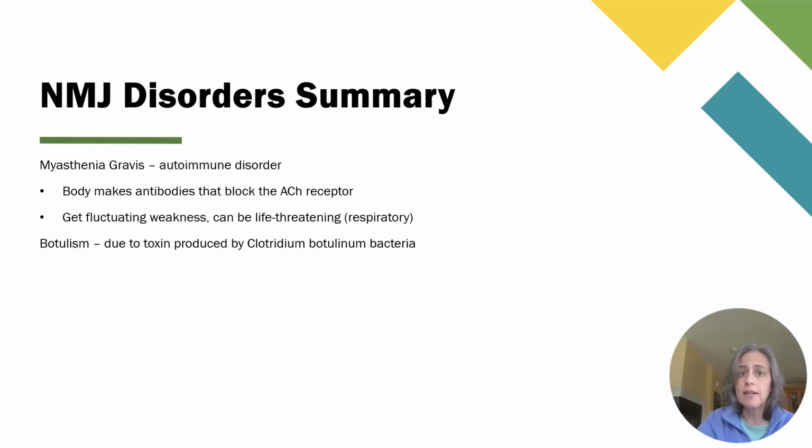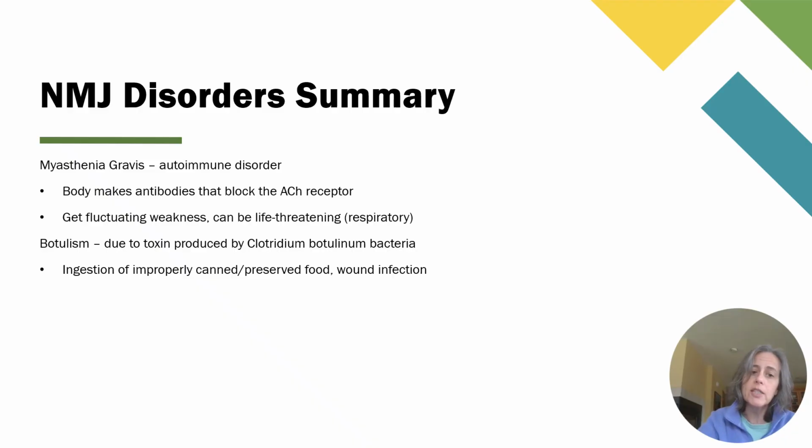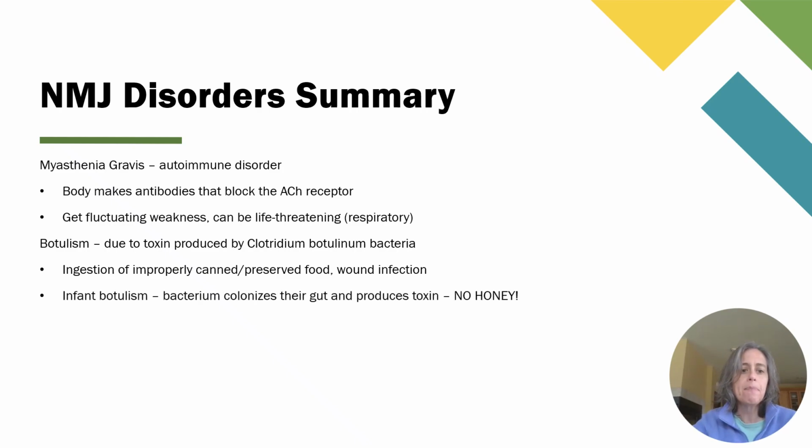Botulism is due to that toxin produced by the Clostridium botulinum bacteria. And you can get it as an adult, either by ingestion of improperly canned or preserved food, which already has preformed toxin in it, or from a wound infection with the bacteria. But what we mostly see is infant botulism, where the bacteria is able to colonize their intestines and produce toxin from within their own bodies. And this is why we don't want you to give honey to any infant under 12 months of age.